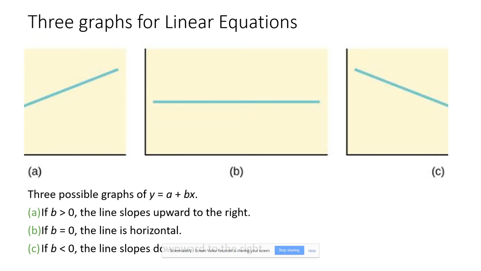If your slope is less than 0, and remember in statistics, we're okay with negative numbers, the slope is going to go downwards to the right. Okay, and if you see that here, it's going down.